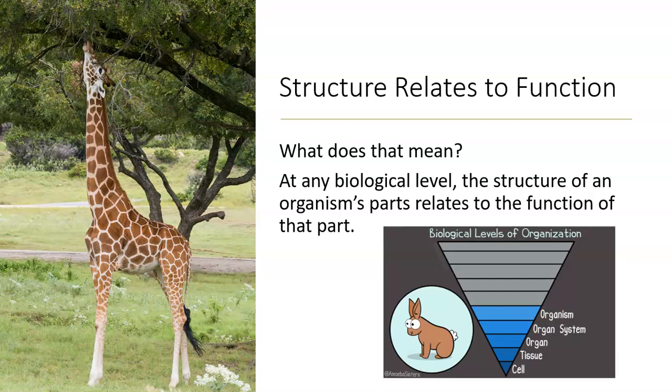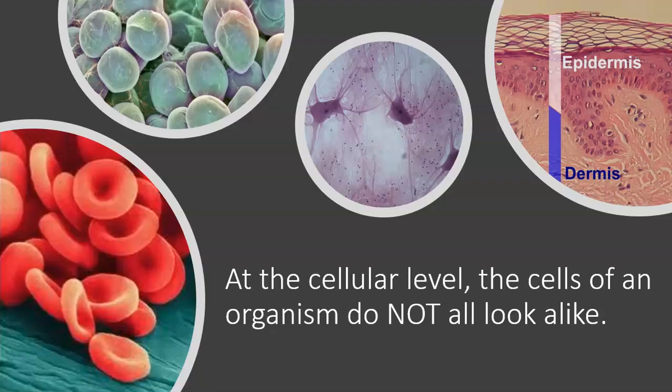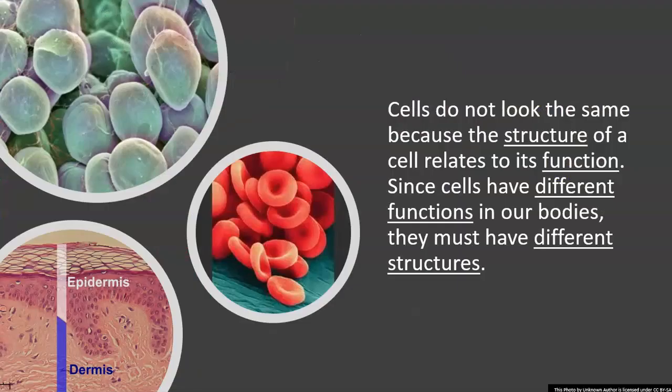At the cellular level, which is what we're discussing today for CRQ number 3, the cells of an organism do not look alike. Cells do not look the same because the structure of a cell relates to its function. Since different cells have different functions in our bodies, they must have different structures.